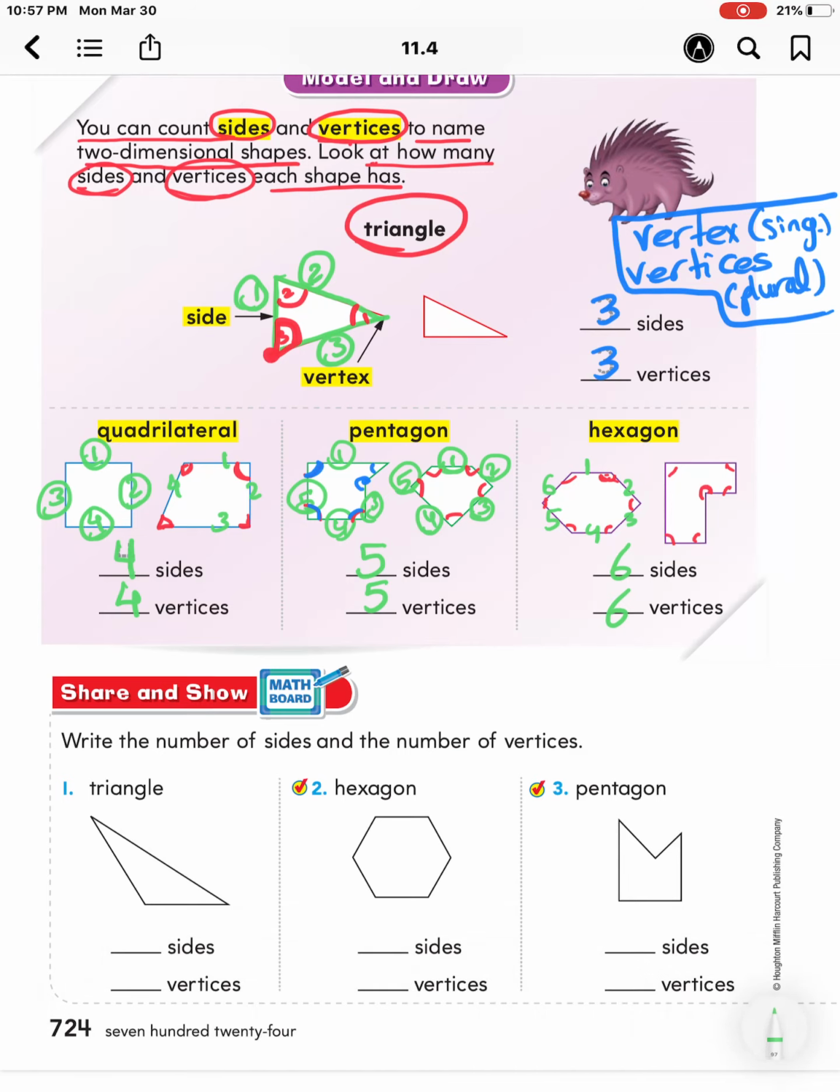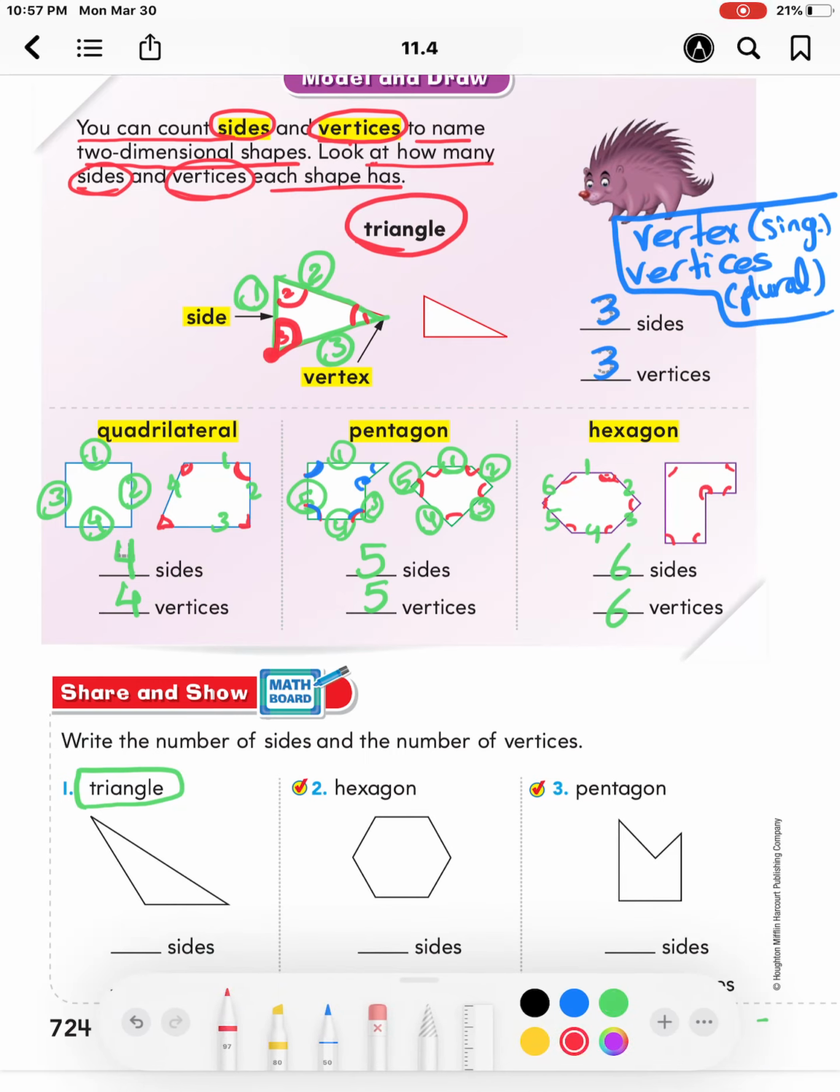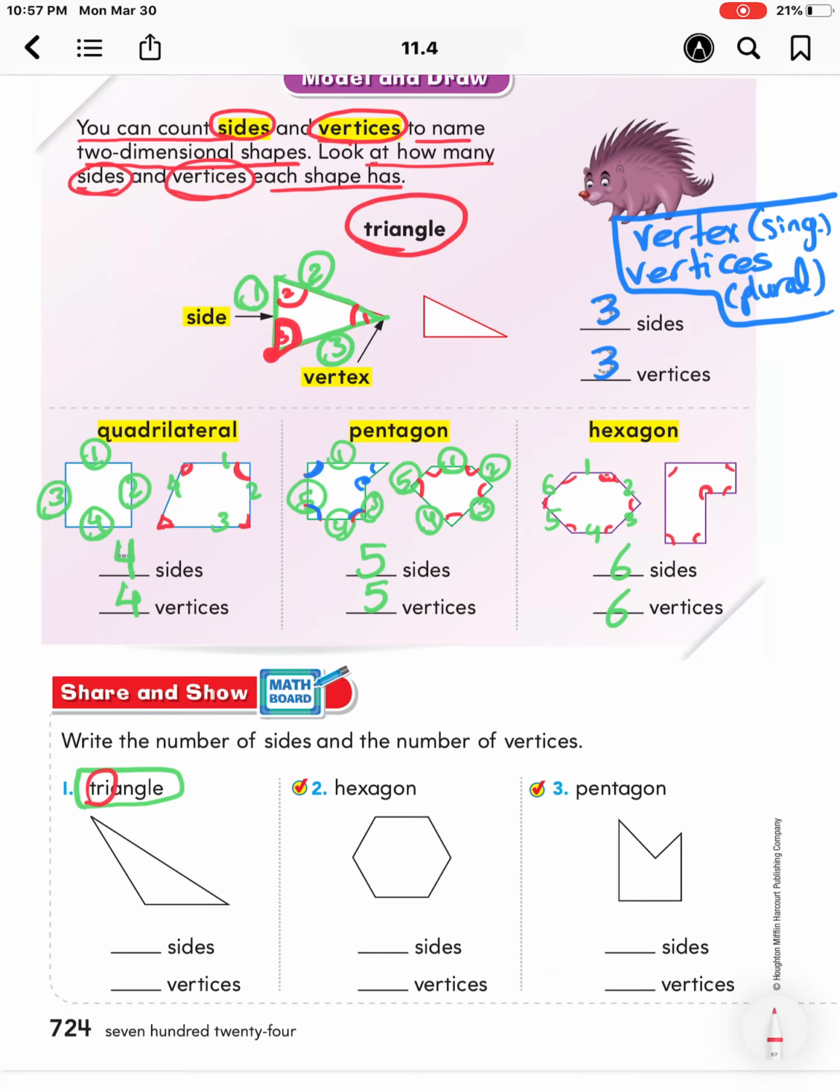Now let's move to the share and show part. Here, this is a triangle. Okay? Now tri means 3. 3 sides, 3 vertices. And we can see it easily here. We have 1, 2, 3. So we have how many sides? 3 sides. Excellent. What about the vertices? Let's count together. 1, 2, 3. So we have 3 vertices.